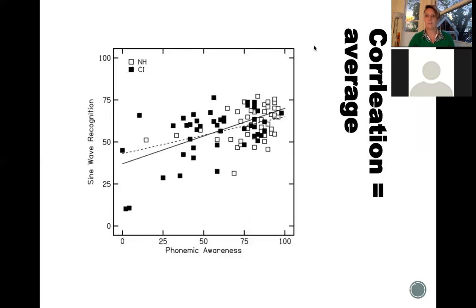One way this applies to student learning is that there have been studies on the correlation between phonemic awareness and vocabulary. Correlation is about the trend line in the middle. This dark line shows what it seems like on average students are doing. Not every student falls on that line. On average, as phonemic awareness increases, students have a higher level of vocabulary and word recognition.